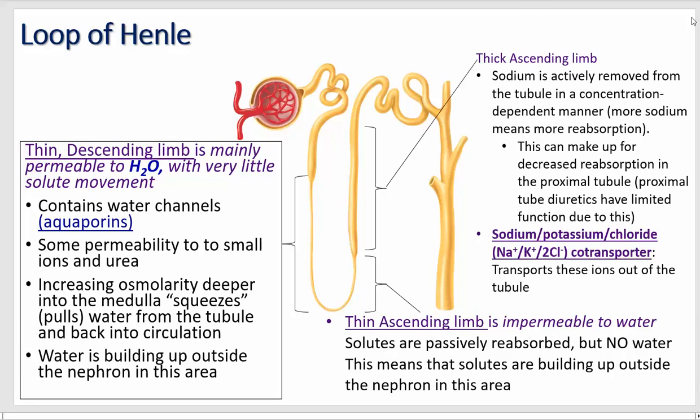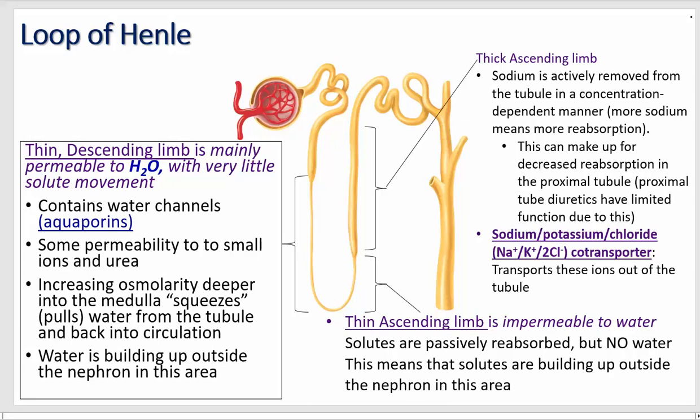All right. So loop of Henle, that's our next step. So we made it through the proximal tubule. We've reabsorbed about 80% of the stuff, and now we're at the loop of Henle. Things get a little trickier in the loop of Henle.